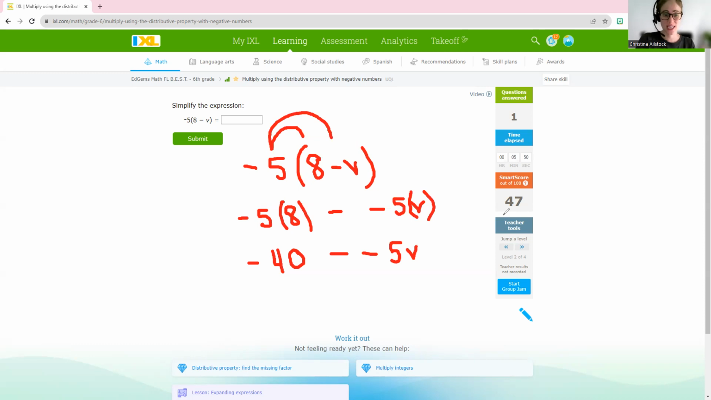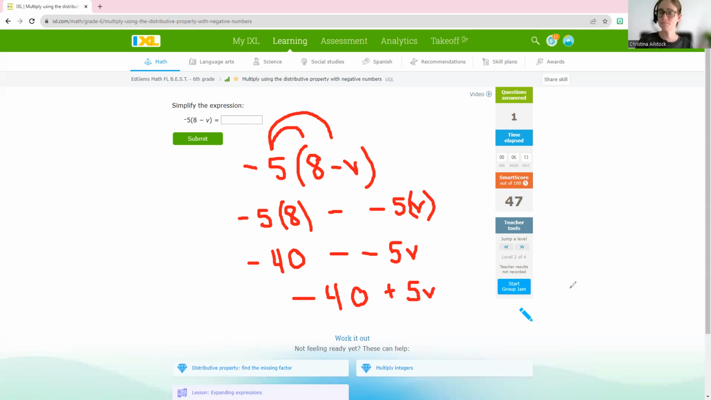In this case, there is. If we look right here in the center, we have minus a negative. That's not really proper format. So remember, when we have minus a negative, they cancel each other out and it becomes a plus. It becomes a positive. So another way of saying negative 40 plus 5v.